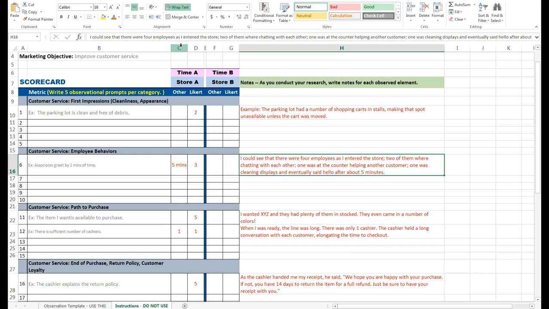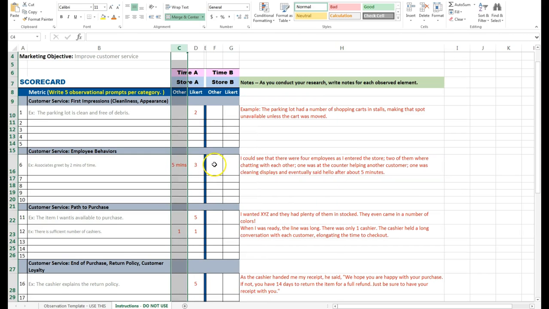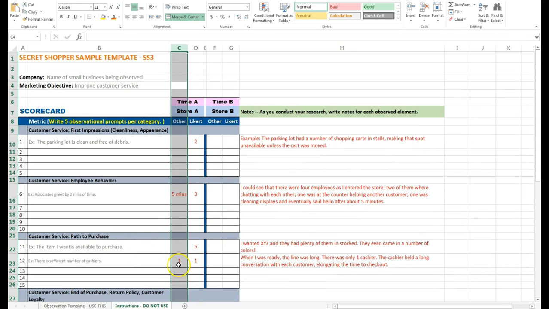Again, I want to note that the other column is really your notation that may or may not be numerical, right? So in this case, 5 minutes, while it is numerical, it is really the quantity of minutes. So 5 minutes in this case. And I just want to notate that here and then assign it a score.